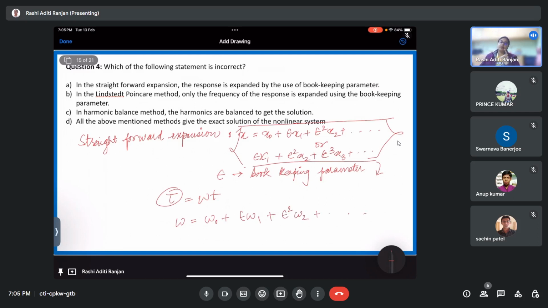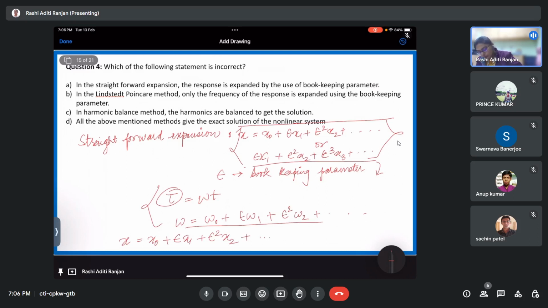But there is one thing to be remembered, that it is something which comes after the straightforward expansion. So we still consider the response in terms of the bookkeeping parameter, which means that in the Lindstedt Poincare method, we assume omega in an expanded form in terms of the bookkeeping parameter, but we also assume that x is written in the expanded manner itself, which is this.